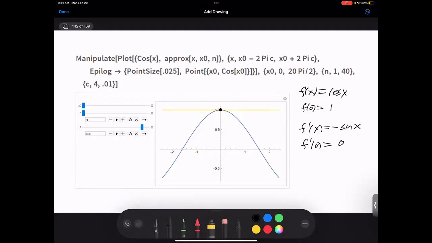The next one, however, will be interesting. The second order Taylor series will be fundamentally different. So what's the derivative of sine of x? Cosine. So I get negative cosine of x. And so f double prime of 0 is going to be negative 1.